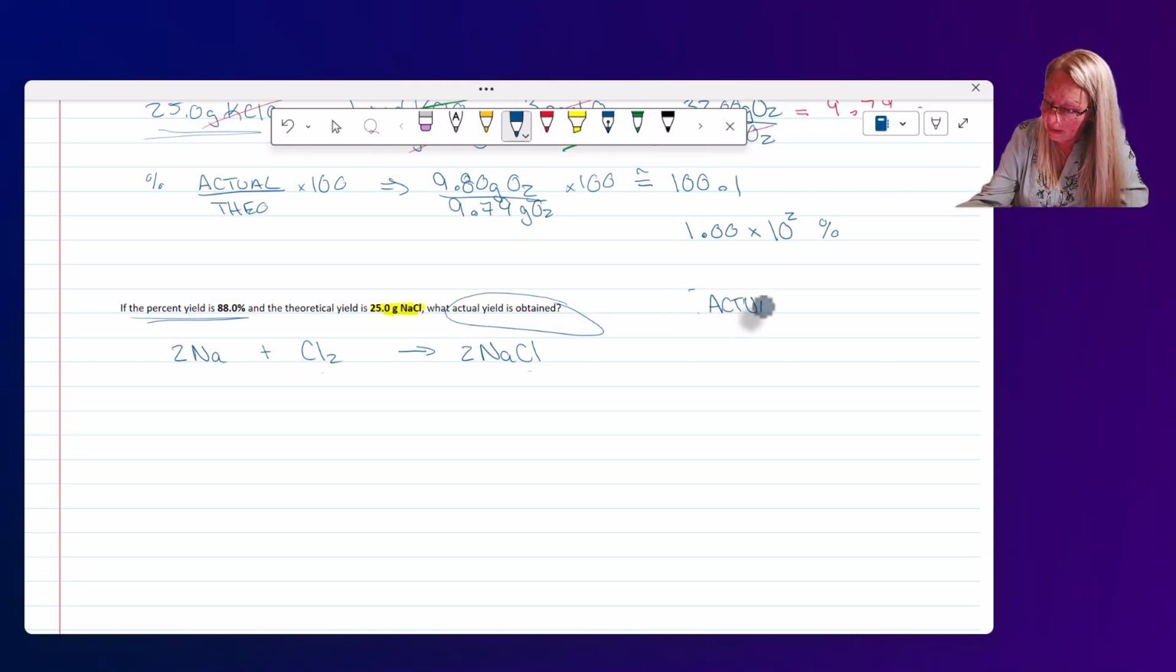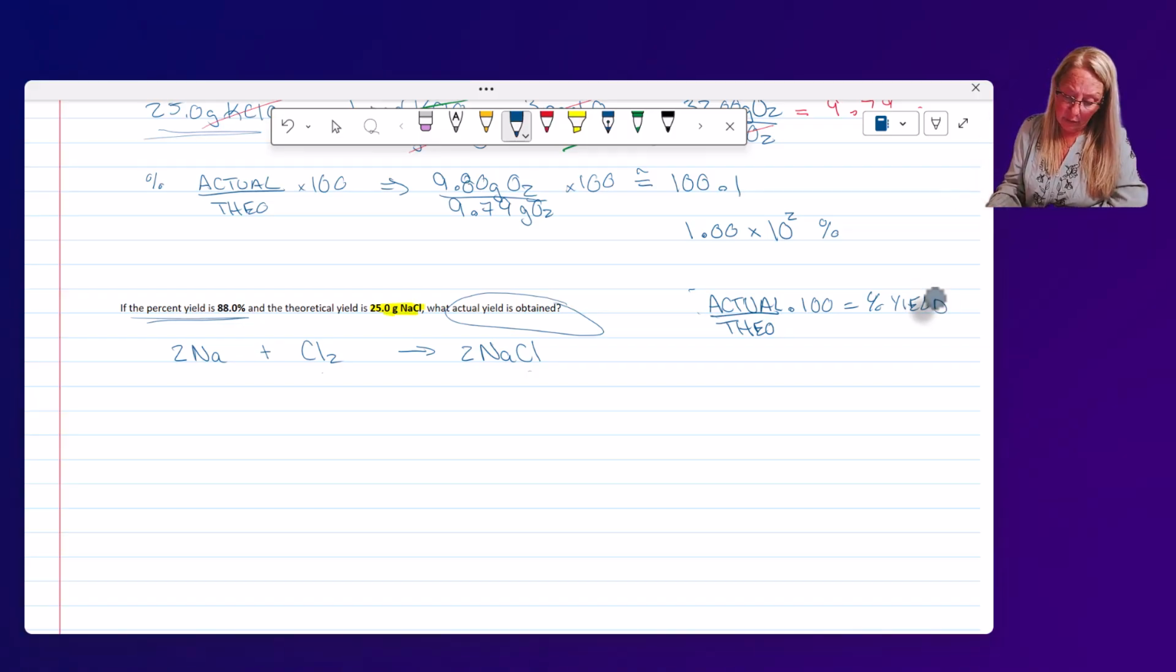Actual. Divided by theoretical times 100 is percent yield. So I can use that as an equation to solve for unknown pieces. So what do I have? This is my percent yield.